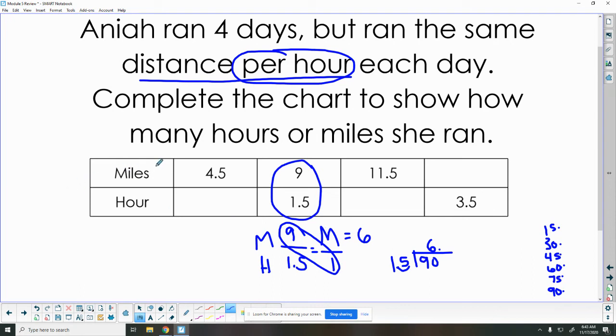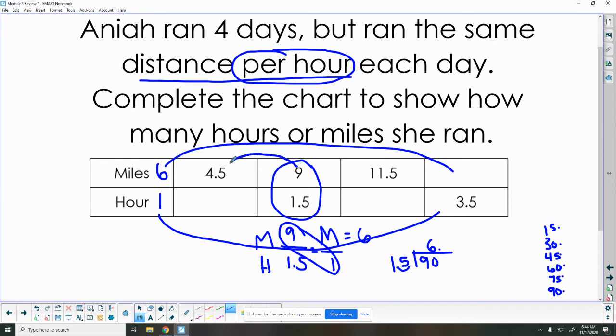So every time she runs 6 miles, it's been 1 hour. This might help us get to these questions a little easier. We're just going to start looking for things we know. I notice I can get from 1 to 3.5 by timesing by 3.5. So I would do the same thing on the top and the bottom. I notice that I can get from 9 to 4.5 by dividing by 2. So I'm going to divide this by 2 to get here.